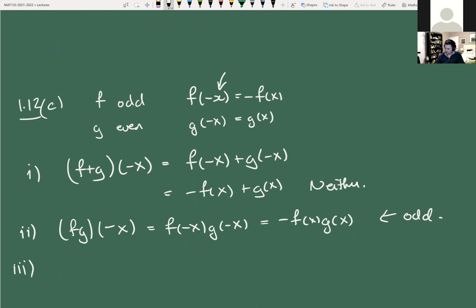And then for the third one, f of g of negative x, g is even, so the minus sign just disappears. And yep, that is just f composed with g. So we get even.